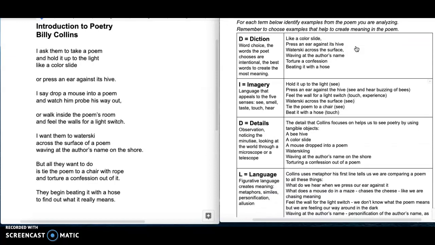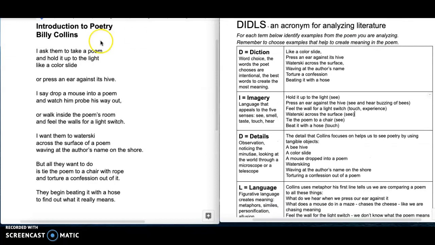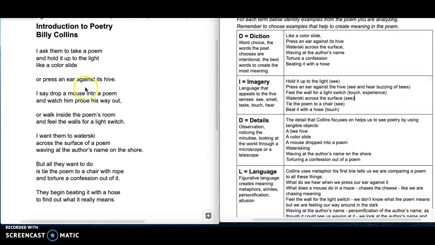So if we start at the top, we remember that we're going to use the title, Introduction to Poetry, and we've established that that means we're going to be introduced to poetry. Maybe this is our first meeting. And Billy Collins begins the poem in the first line by saying, I ask them to take a poem. And so we would have to ask ourselves, who is them? My guess is going to be students, because it's typically students who are looking at an introduction to poetry.